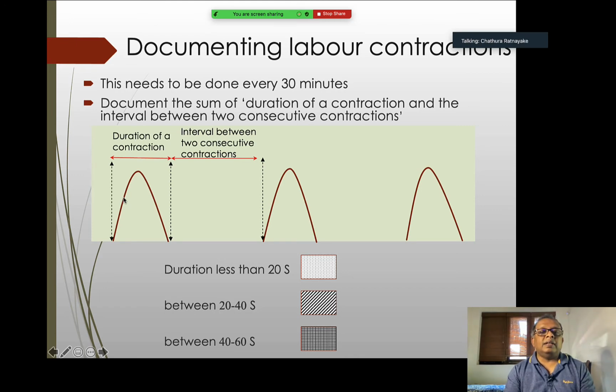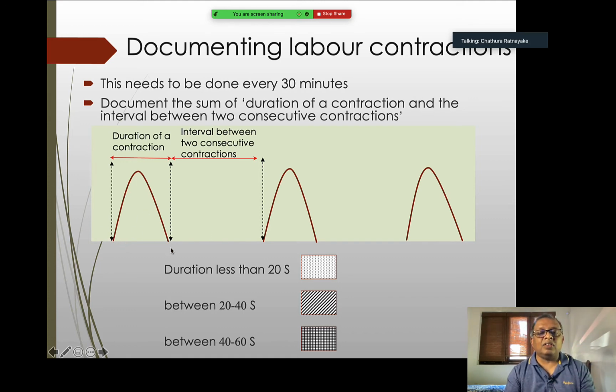This is the duration of the contraction. So, it starts, and if you keep your hand on the fundus, you will feel the hardening, and then it gradually relaxes. And then from the first contraction to the next contraction is the interval between the 2 contractions. So, in the partogram you measure those 2 parameters.